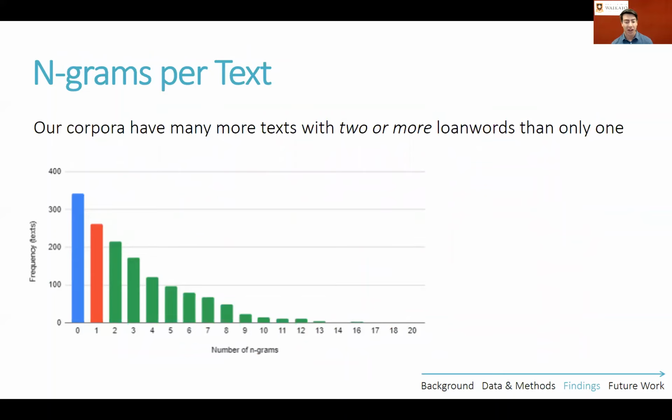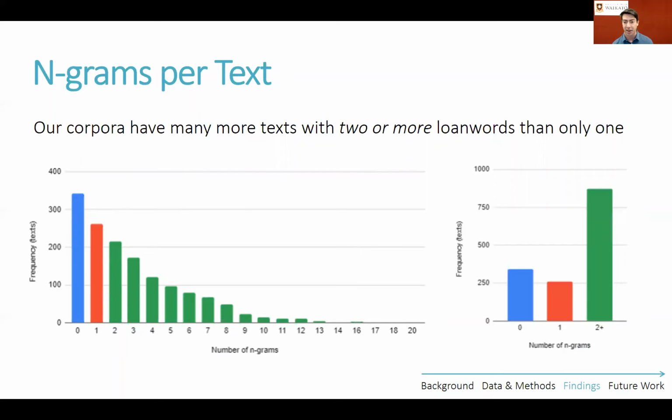This bar graph on the left shows the number of engrams that occur in each text. So another way of looking at this is the length of the set. At first glance, there are quite a few texts with just one loanword, contrary to what we were expecting. But actually, if we group all of these green bars together, producing this graph on the right, then we find that there are many more texts with 2 or more loanwords than only one.